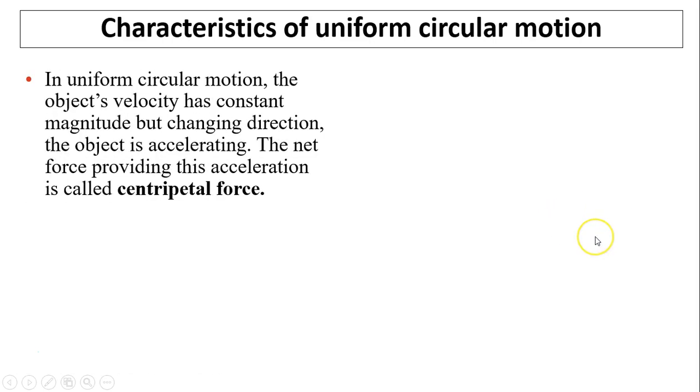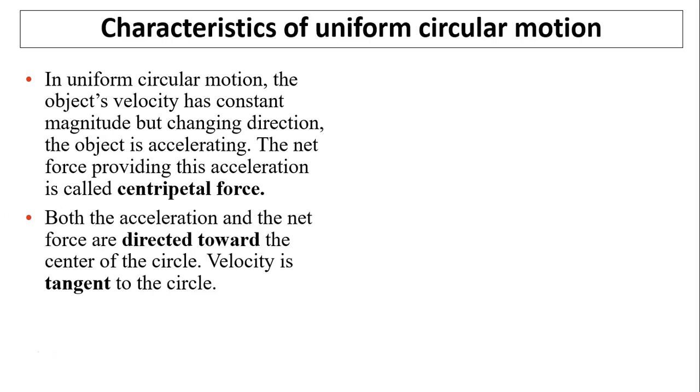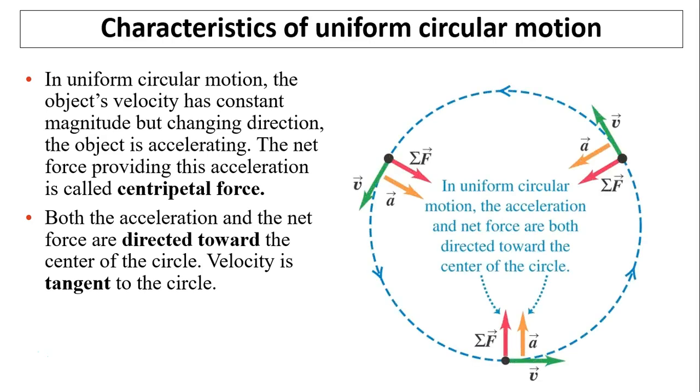Characteristics of uniform circular motion. In uniform circular motion, the object's velocity has constant magnitude, but changing direction. Therefore, the object is accelerating. The net force providing this acceleration is called centripetal force. Both the acceleration and net force are directed toward the center of the circle. Velocity is tangent to the circle.